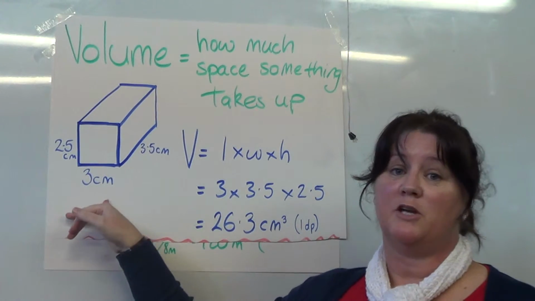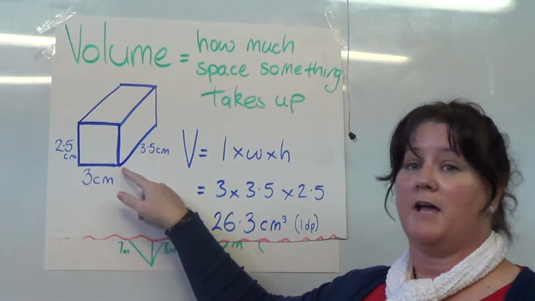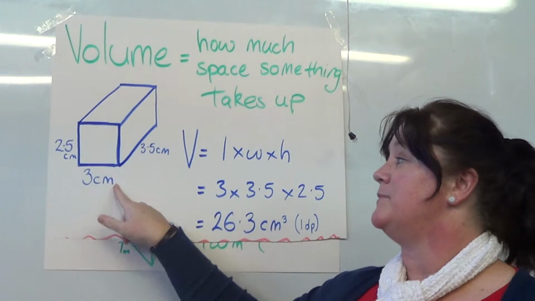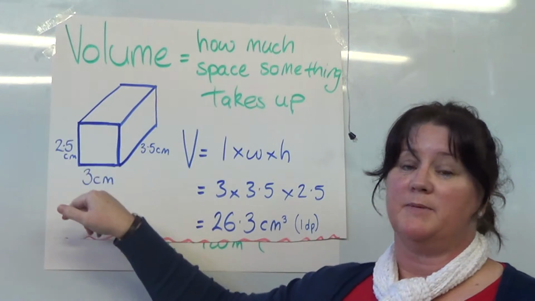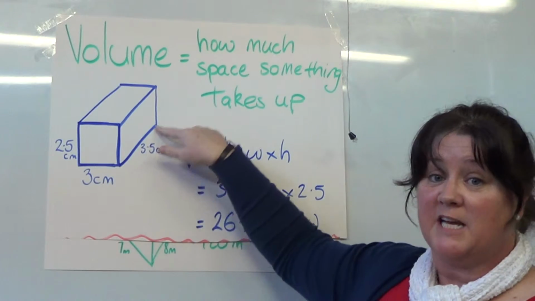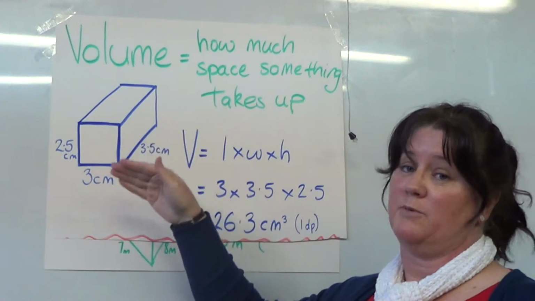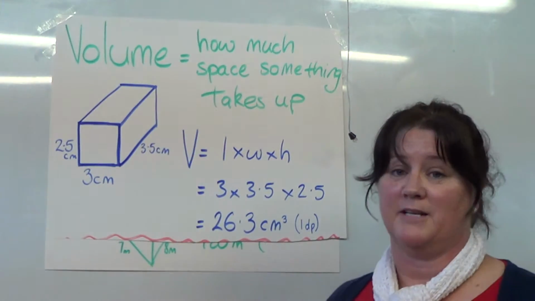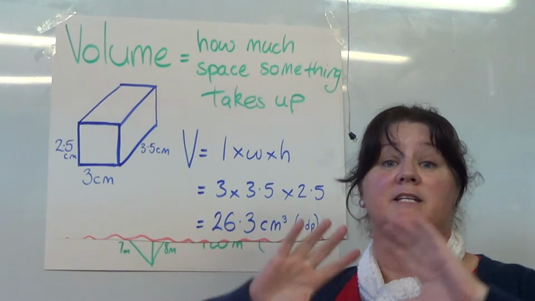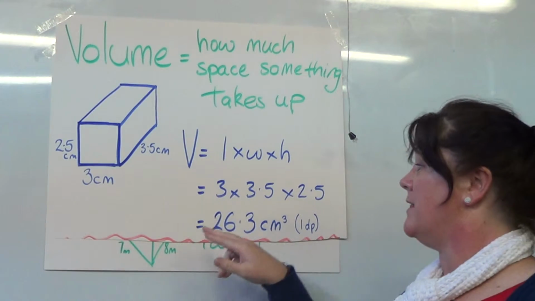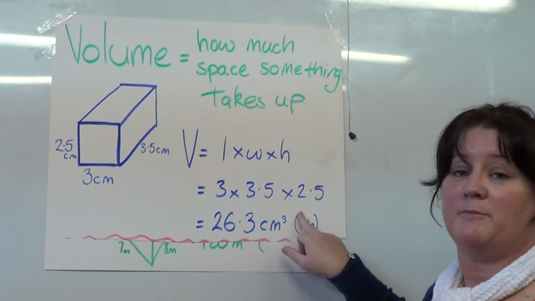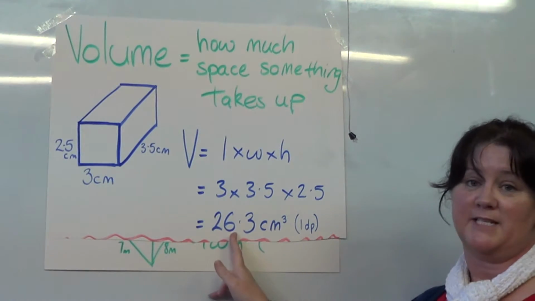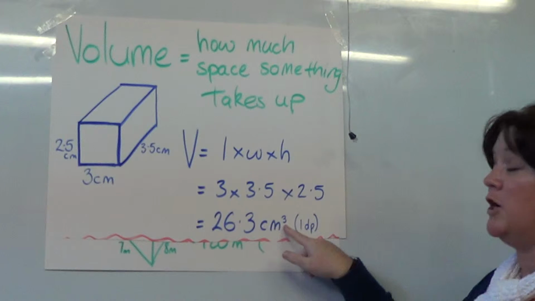In the case of this cuboid, we have a rectangle on the end that's 3 centimetres long, 2.5 centimetres high, and the width or the depth, how far back this object goes, is 3.5 centimetres. To find out how much space that occupies, we multiply them all together. 3 times 3.5 times 2.5 gives us 26.3 centimetres cubed.